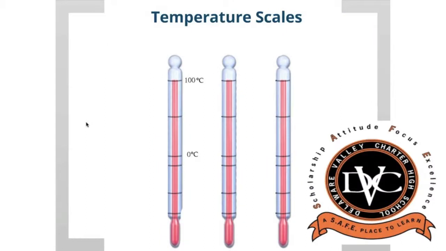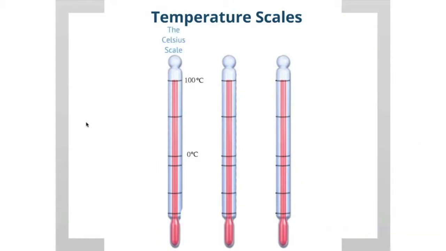Now we'll look at the three major temperature scales in use. First, we have the Celsius scale, which is measured in degrees Celsius, and it sets the freezing point of water at 0 degrees Celsius. It sets the boiling point of water at 100 degrees Celsius. And in between is divided into 100 equal intervals.